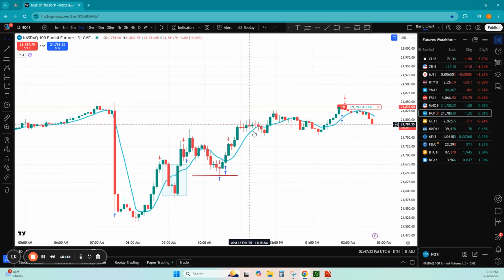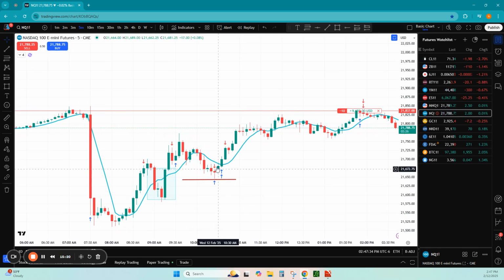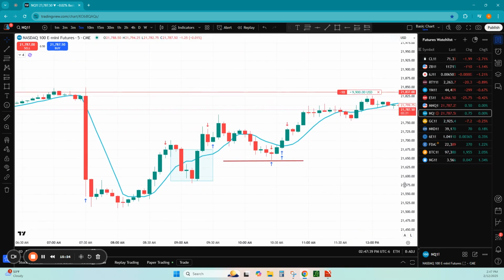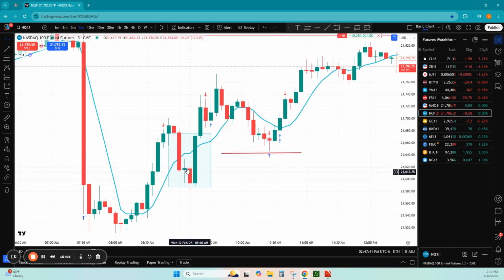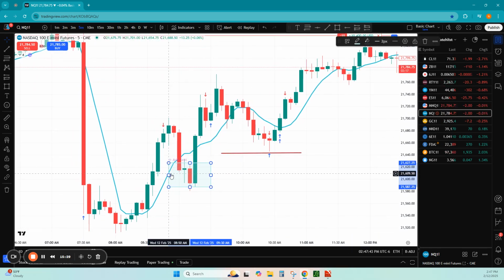Here's another great long opportunity. We have this hammer candle. Let me zoom in a little bit. Sorry about all the movement on the screen.